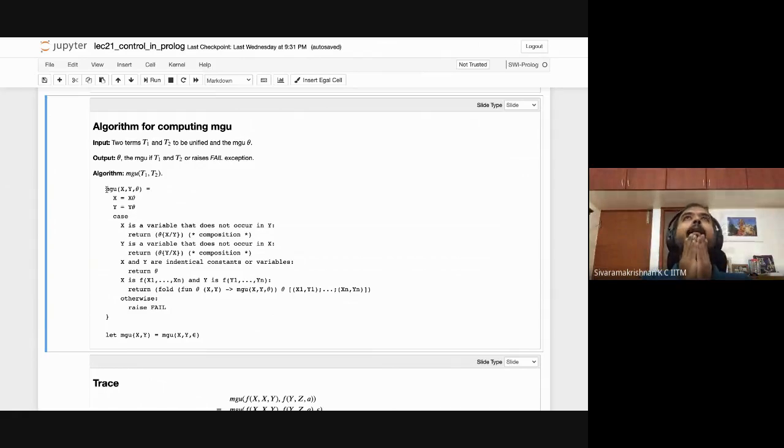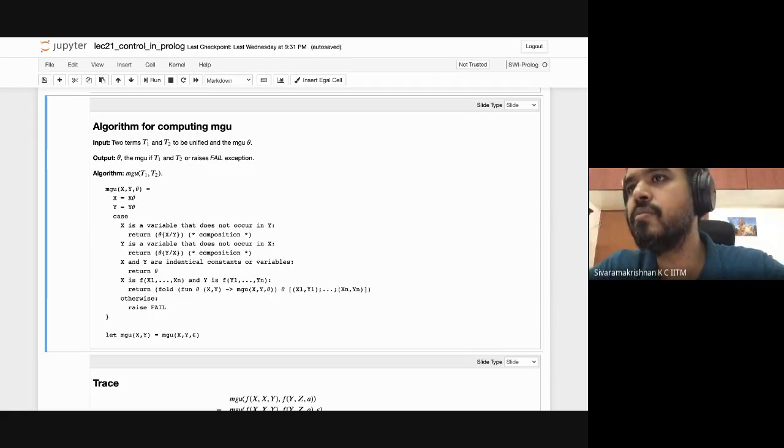So I have given you properties about the most general unifier, right? What we will do in Prolog is this: whenever we unify two terms, we are trying to find the most general unifier so that we can perform the substitutions, right? So what you need is an algorithm for computing the most general unifier.